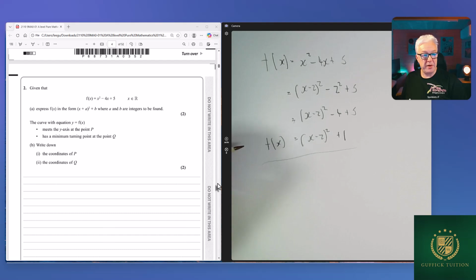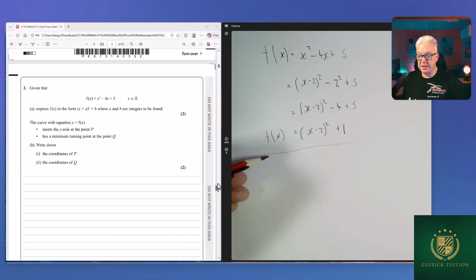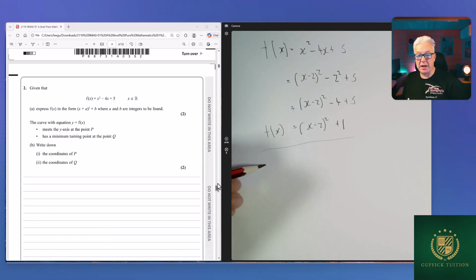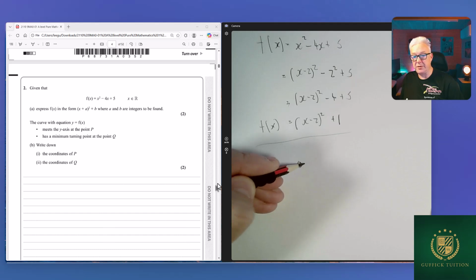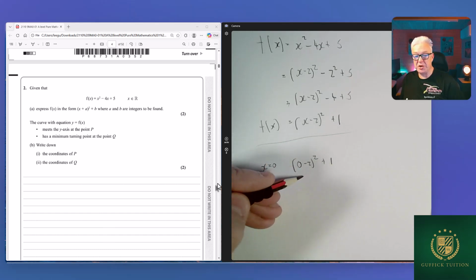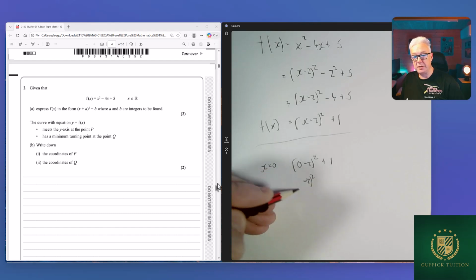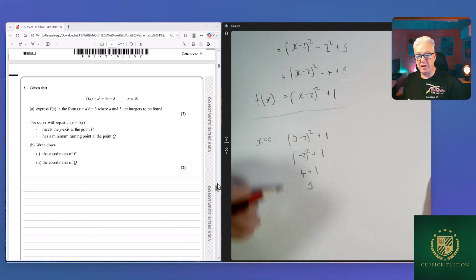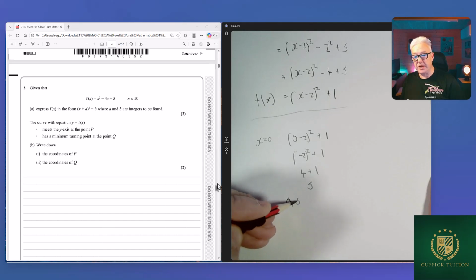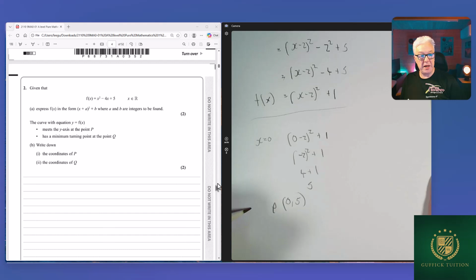And then part B, we've got to write down where it meets the y-axis. Well, something meets the y-axis where x is equal to 0. So when x is equal to 0, what we're going to have in this equation is 0 minus 2 squared plus 1, which is going to be minus 2 squared plus 1, which is going to be 4 plus 1, which is going to be 5. So that coordinate is going to be 0, 5. Okay, so that's our coordinate of P.